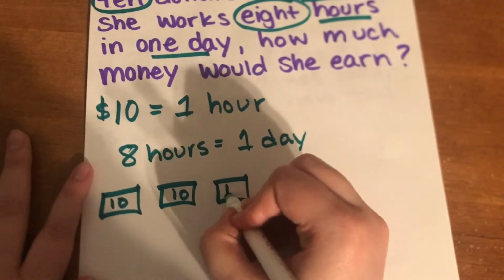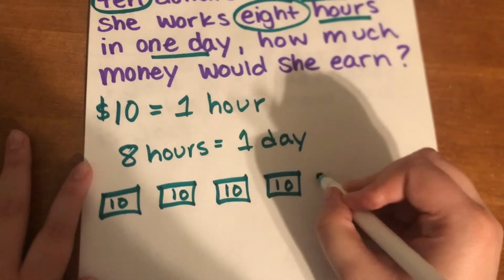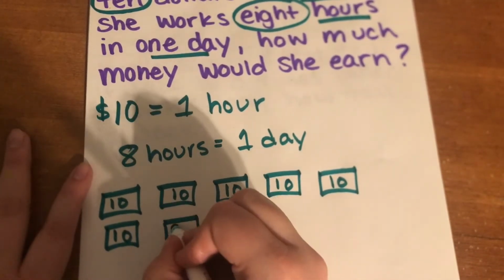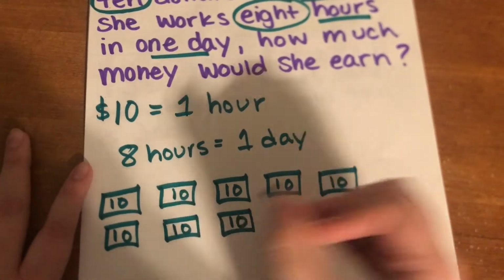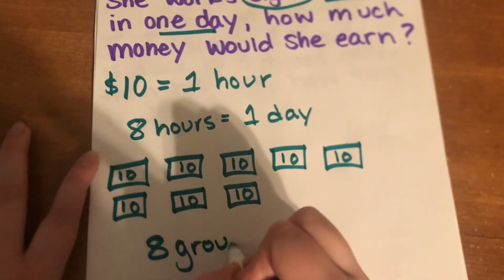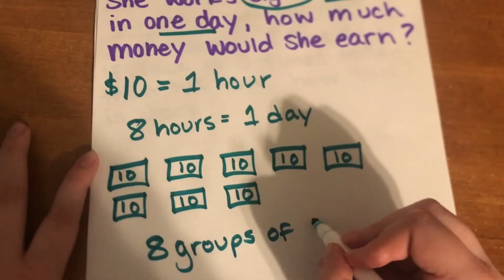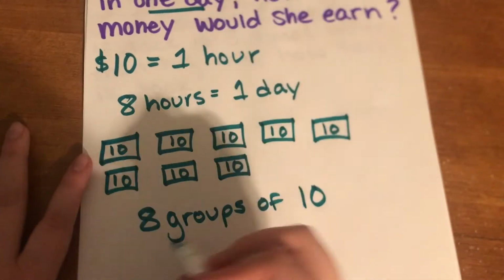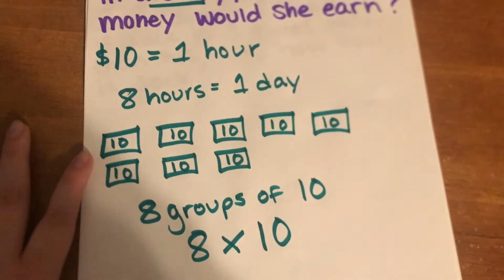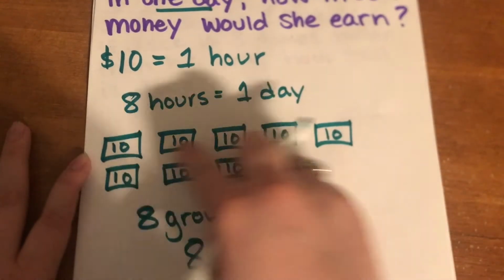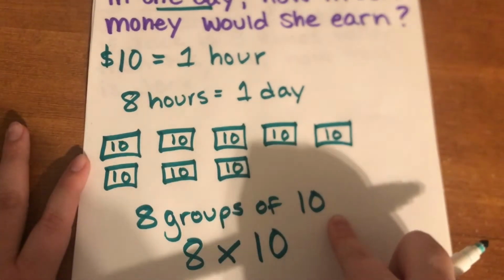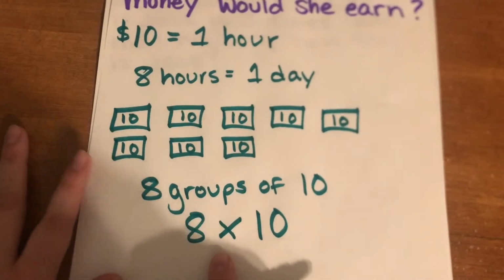2, 3, 4, 5, 6, 7, 8. 8 groups of 10. We also know that 8 groups of 10 is an abbreviation for our multiplication symbol, 8 times 10. Okay, so both our picture of drawing it out and knowing that we need 8 groups of 10 matches this number sentence, 8 times 10.